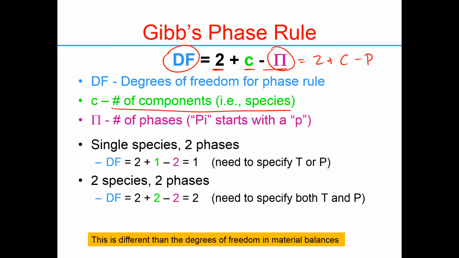So let's just go through a couple of examples with this. Single species, 2 phases: you add the 2, and you have a single species, so 1 component, minus 2 phases. That means you have 1 degree of freedom, so you can specify either temperature or pressure, but not both. Okay, so let's say we have 2 species and 2 phases. That's 2 plus the number of components, which is 2, minus the number of phases, which is 2. So that gives us 2 degrees of freedom, and we'll need to specify both temperature and pressure.